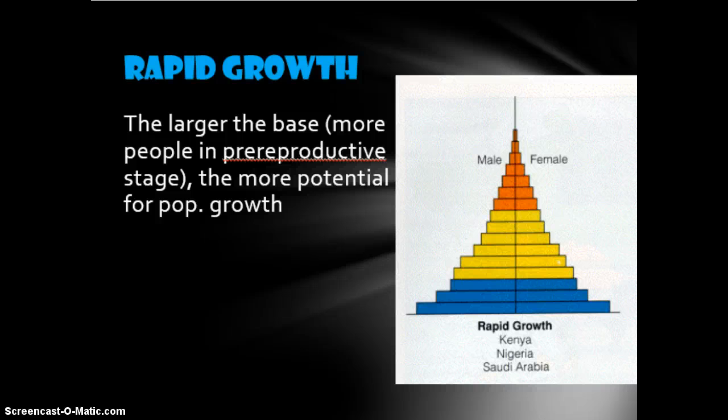And I want you to make sure you're cutting and pasting your pictures here as well. So the rapid growth pattern looks like this. You have a very large base, so you have a lot of people in those pre-reproductive years and a good amount in the reproductive years too. And the more people you have down here towards the bottom, the more potential you have for this population to grow, because you have so many people who are going to be able to be having babies, and that's going to cause the population to grow.